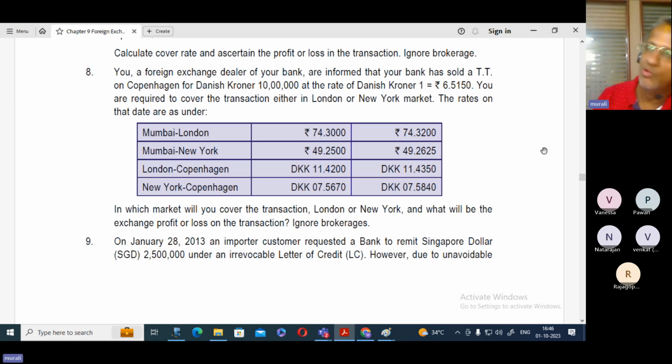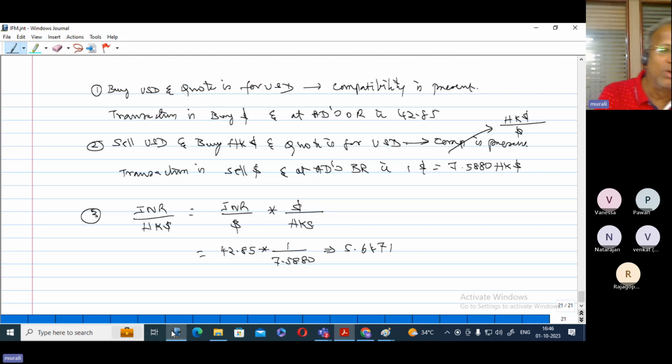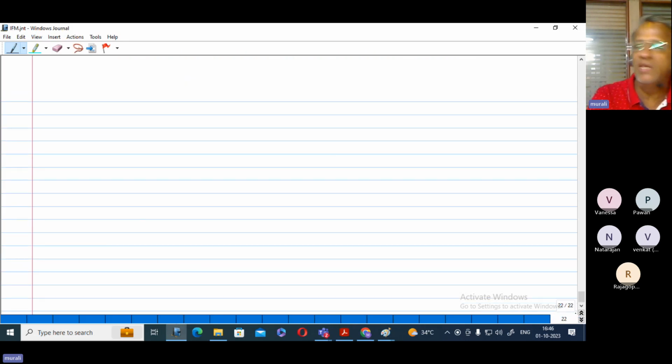To T Nagar, how do you go? To Mylapore, how do you go? It's not only one. There are many routes. So here, which buying rate is going to be cheaper is what we are expected to work out. So Mumbai, London, Mumbai, New York, London, Copenhagen, and New York, Copenhagen. All these basically involve cross rate computation.